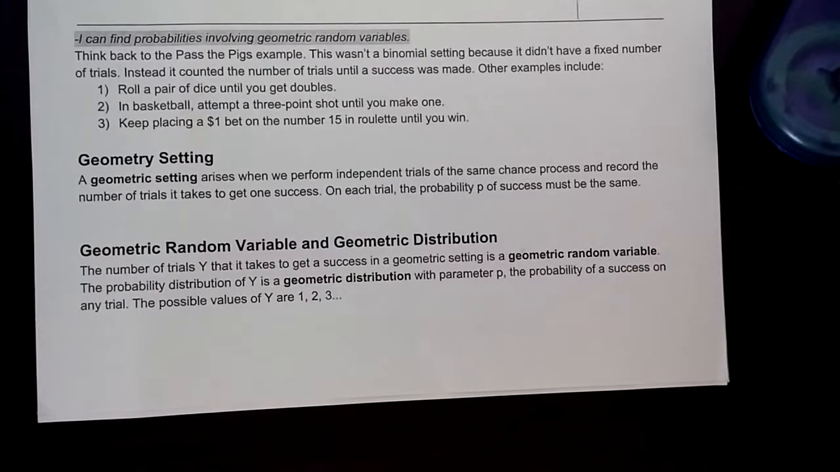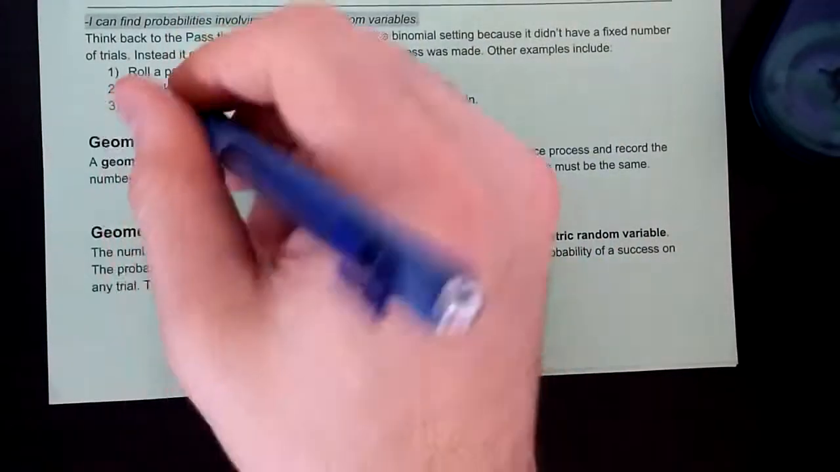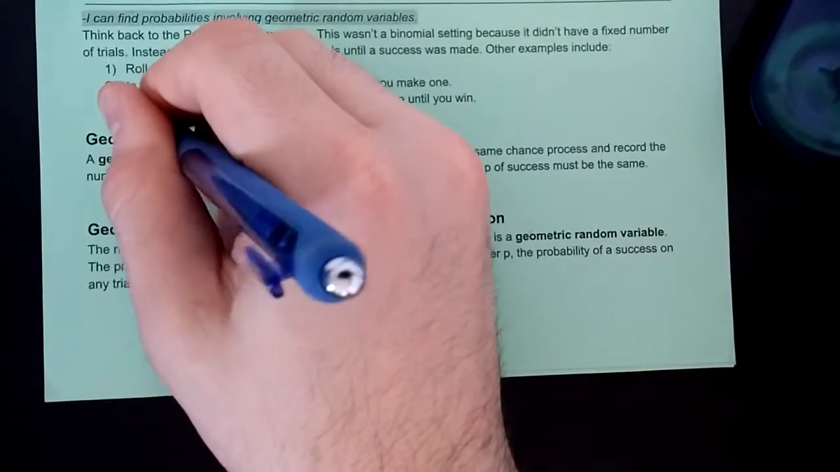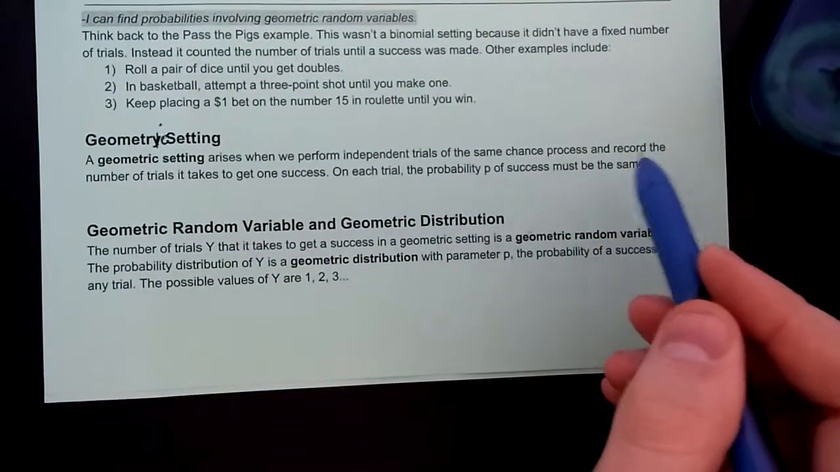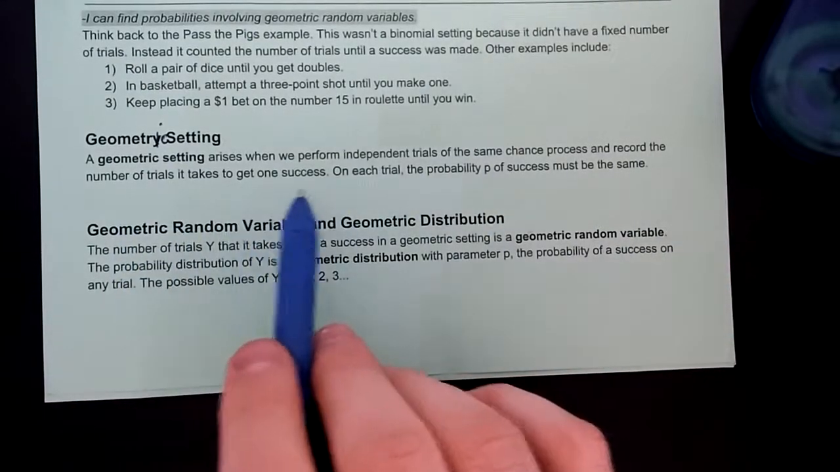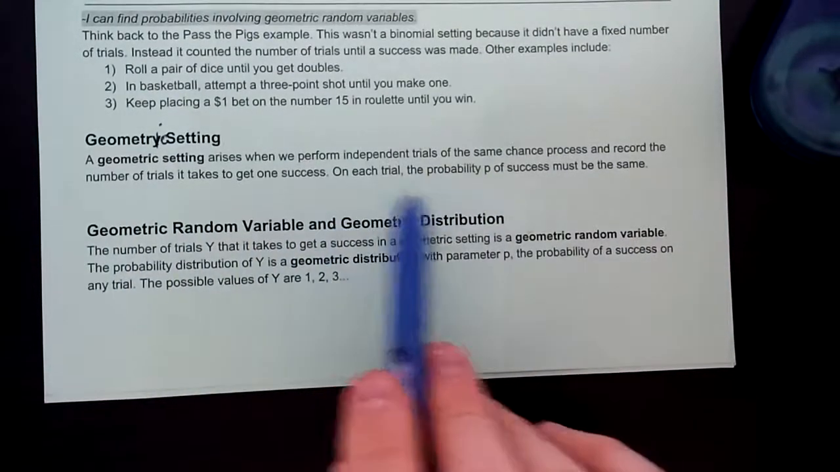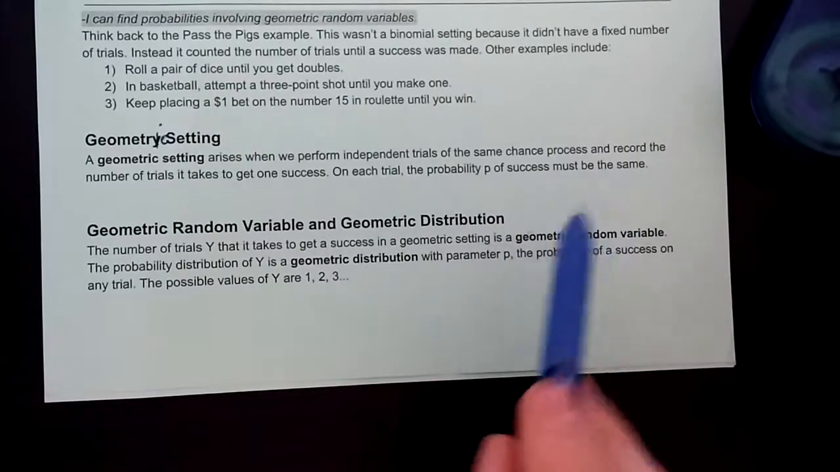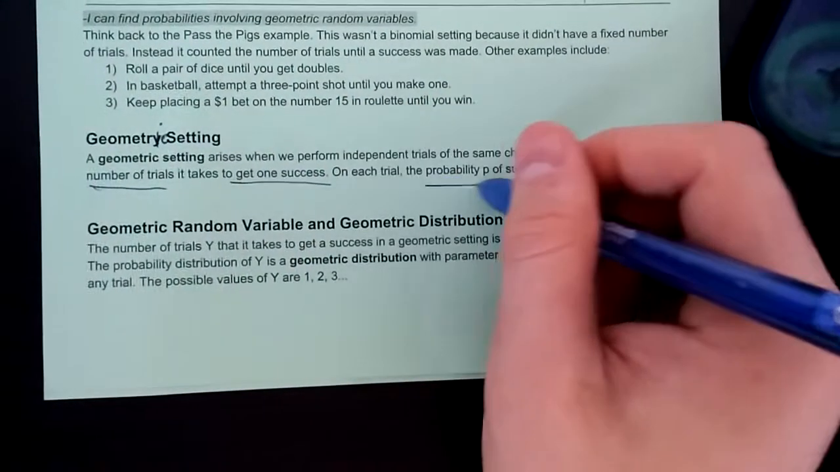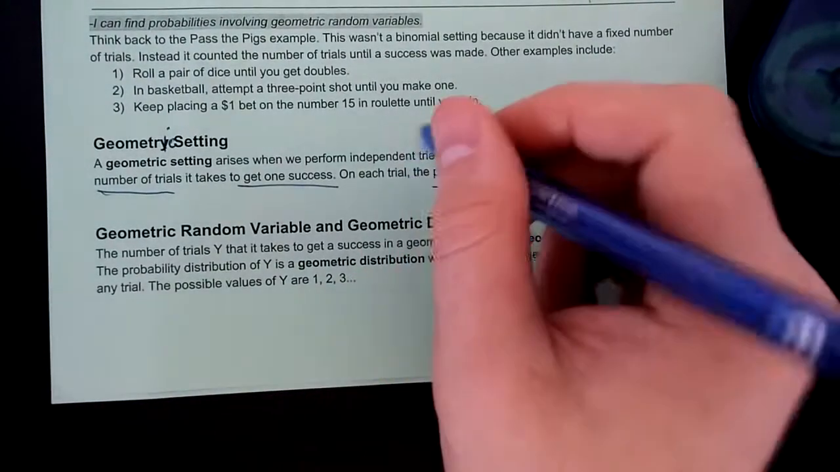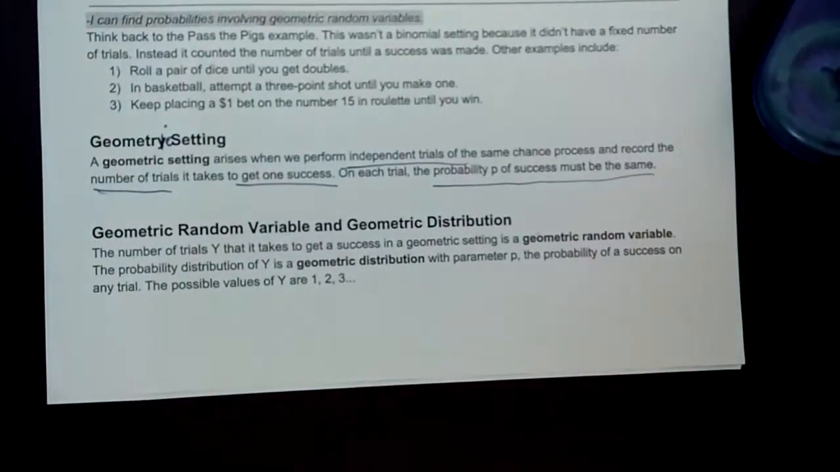Contrast that with binomial random variables, where you actually set a number of trials and you count how many times the person or the thing is successful. So in a geometric setting, not geometry setting, geometric setting, we perform independent trials of the same chance process and record the number of trials it takes to get one success. On each trial, the probability p of success must be the same. So, number of trials until you are successful, and on each trial, the probability of success must remain the same. And they're all independent of each other.